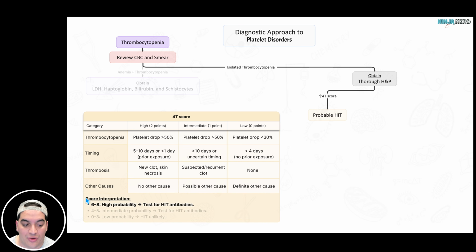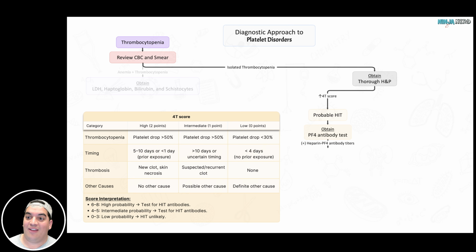Anything where the score is 6 to 8, high probability. Anything greater than or equal to 4, it's intermediate probability. You need to do further testing. If it's less than 4, then you should say it's unlikely it's HIT and move on and suspect something else. All right. So if we get greater than or equal to 4, we should do what's called a PF4 antibody test. Now, this will tell me if I have heparin and PF4 antibodies that are actually present and in high amounts. And that would potentially suggest the likelihood of HIT.